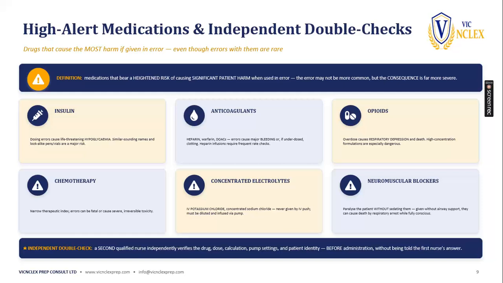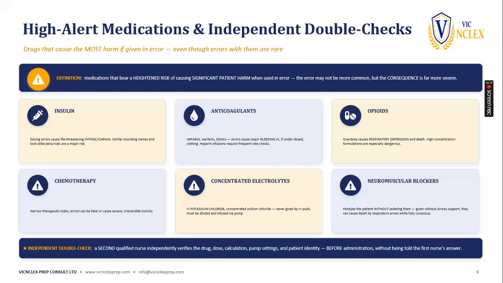What are the example of high risk or high alert medication? Insulin. Because if you make mistake in overdosing the insulin, it can lead to hypoglycemia. And you know hypoglycemia is an emergency on the Vic-Nclex. Remember your signs and symptoms of hypoglycemia, right? You're going to be cold and clammy, such as what? Tachycardia, hypotension, diaphoresis, shaking, there is tremor, right? These are signs and symptoms of hypoglycemia. So insulin is a high alert medication.